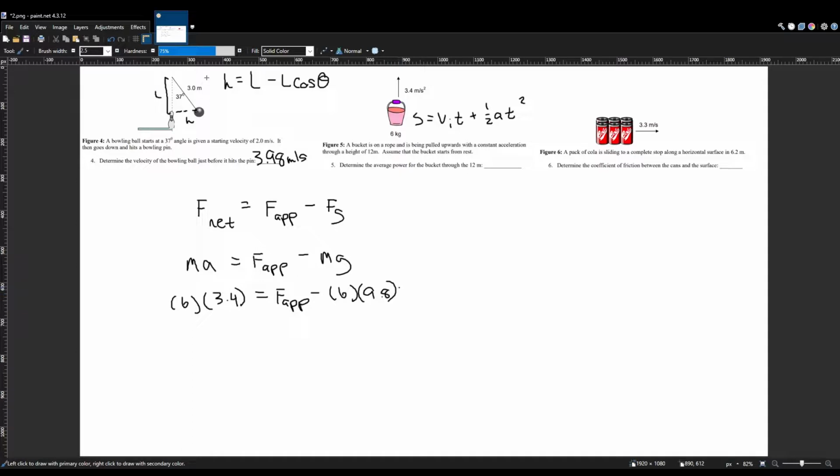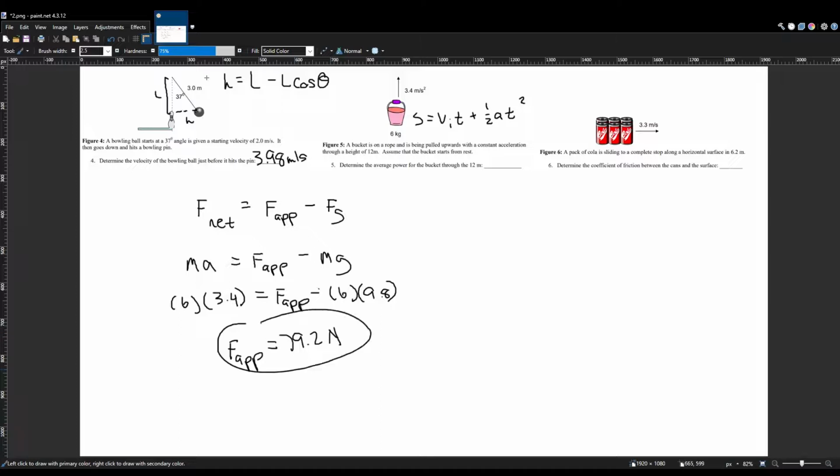So when we solve this, it's going to be 6 times 3.4 equal to x minus 6 times 9.8. And our force applied is then going to be equal to 79.2 newtons exactly.